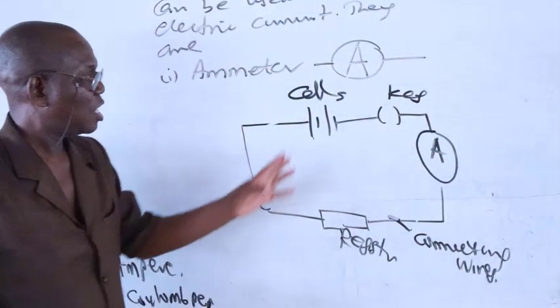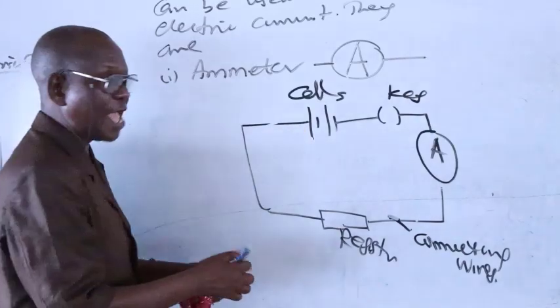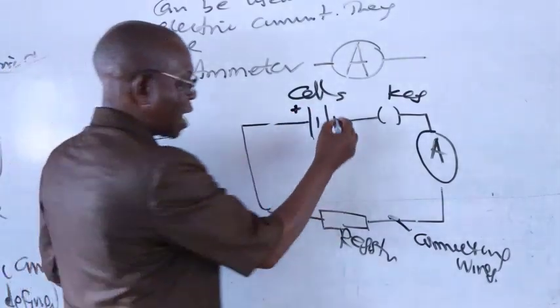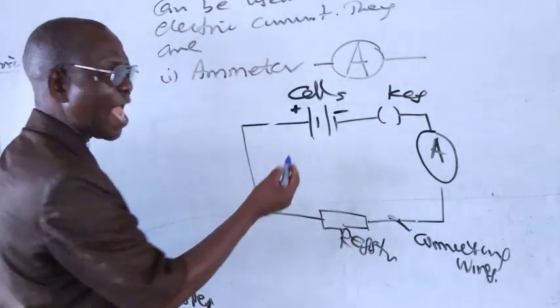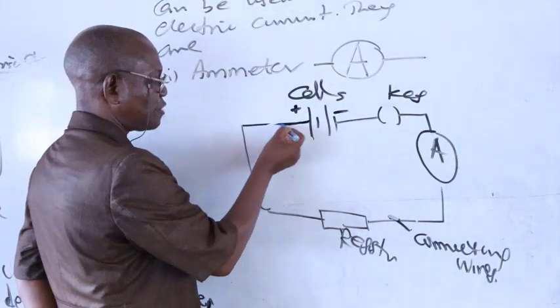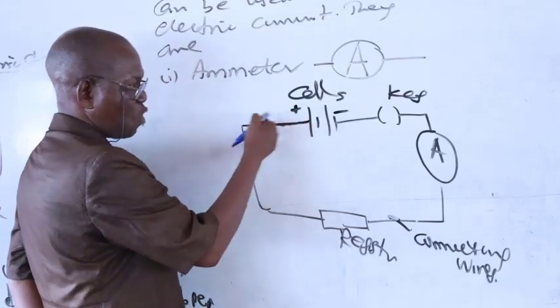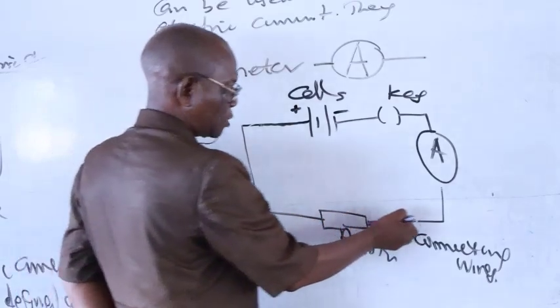So, look at this. This is the positive leg, and this one is the negative leg. Obviously, this leg is coming from the positive side of the battery. It enters the resistor and goes out like this.